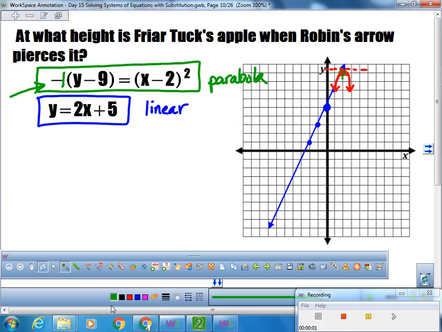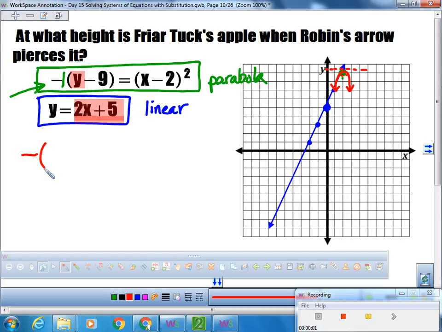Okay, all right, so I'm going to do this one for you. So this is clearly a substitution problem, correct? I've got a y equals something. So I'm going to substitute this anywhere I see a y. I see a y right there.